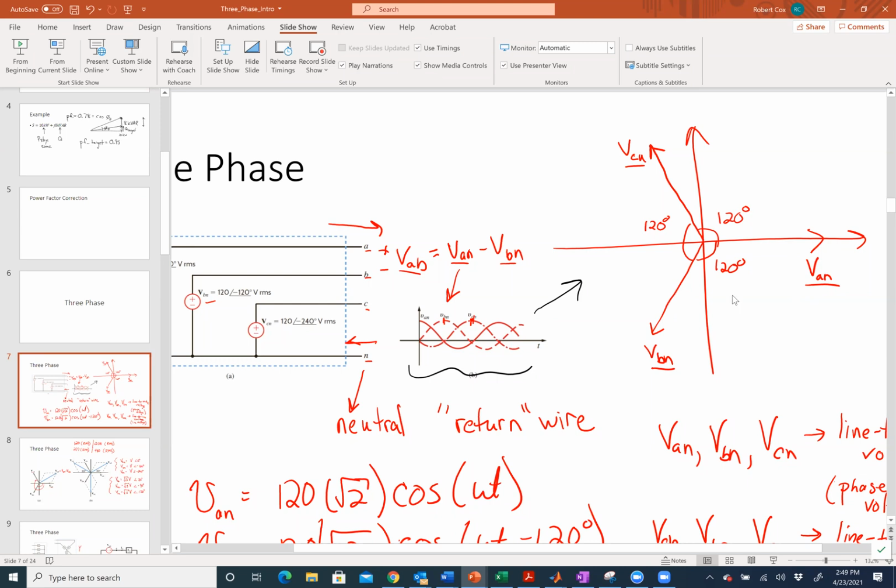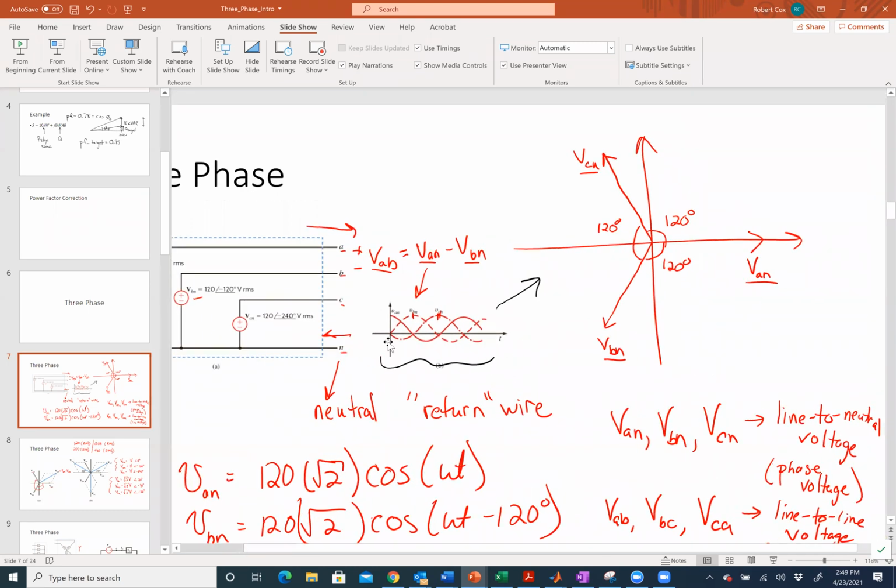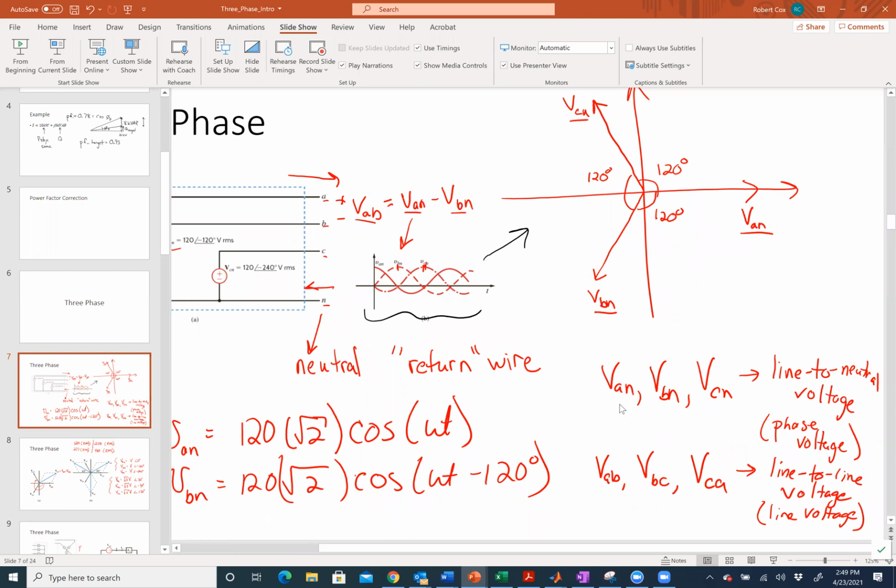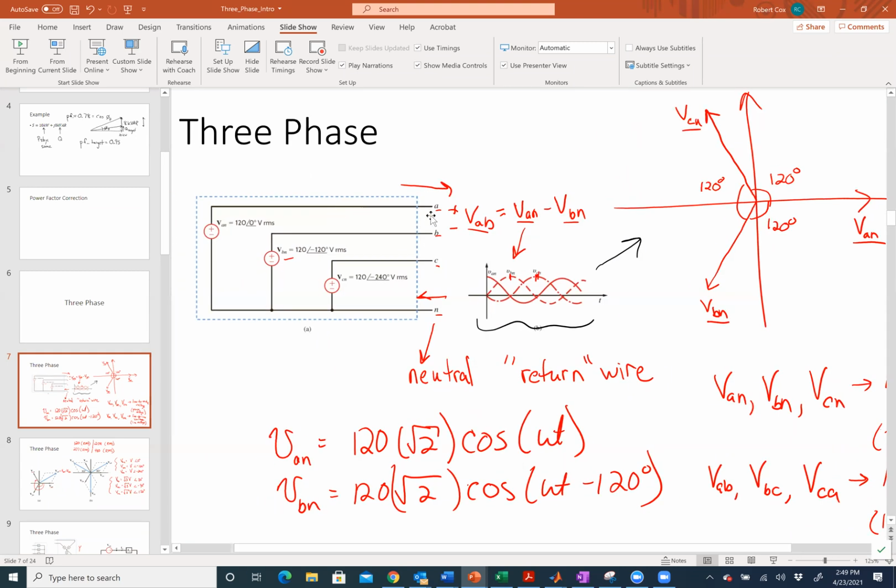So what we talk about in the real world is either the line to neutral voltage or the line to line voltage. I defined these the other day. The line to line voltage would be if I go over here and do a KVL. So we looked at this circuit, and I can do a KVL that goes from A to B through this voltage source VBN, through this voltage source VAN, and I get VAB is VAN minus VBN.